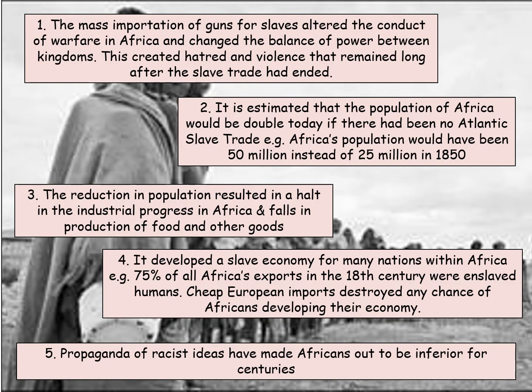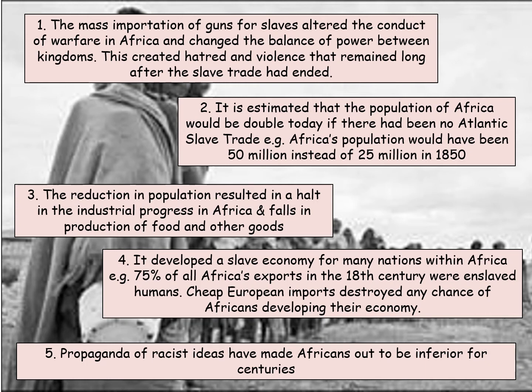So really we can break this down into these 5 main areas. The mass importation of guns for slaves altered the conduct of warfare in Africa and changed the balance of power between the kingdoms. This created hatred and violence that remained long after the slave trade had ended.